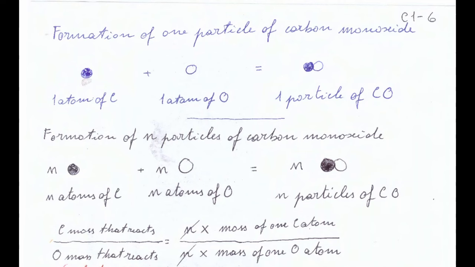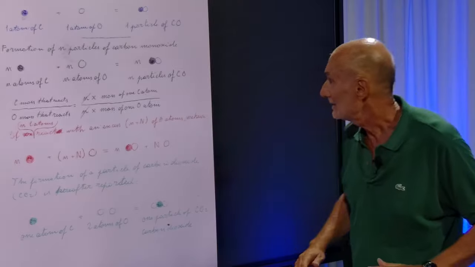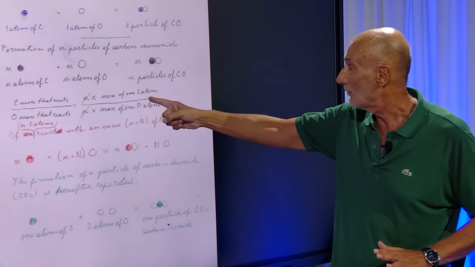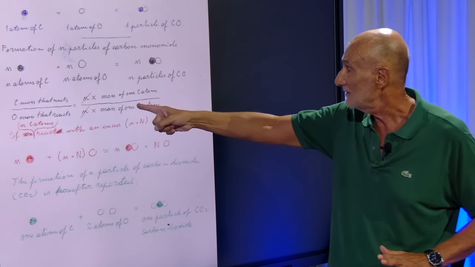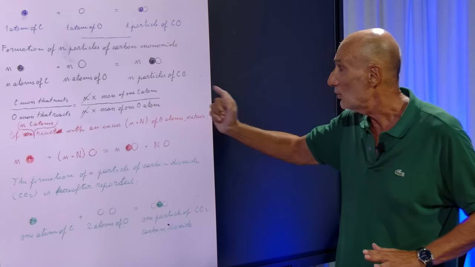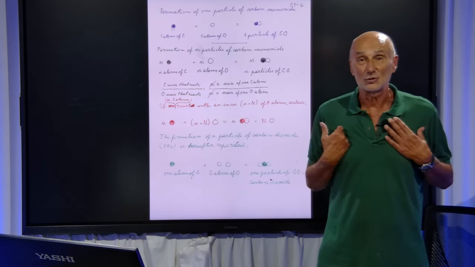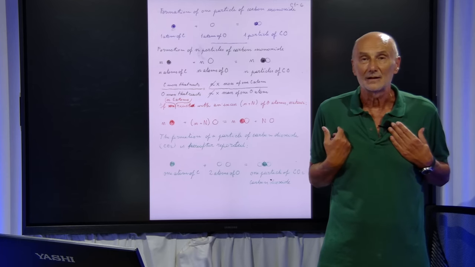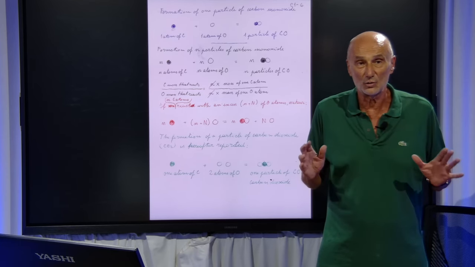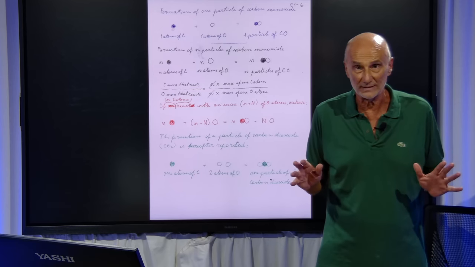If we perform the same operation in this second case, we have to divide the mass of N carbon atoms by the mass of N oxygen atoms. N and N may be eliminated, and there remains only the mass of one carbon atom divided by the mass of one oxygen atom. So this simple operation makes us sure that the law of Proust, of the definite proportions, is always respected.